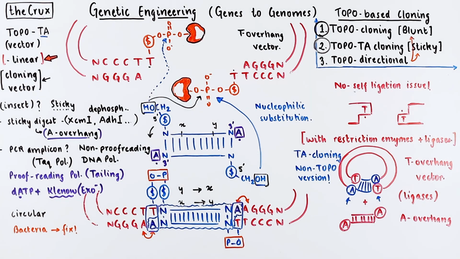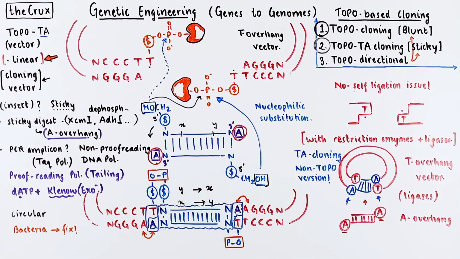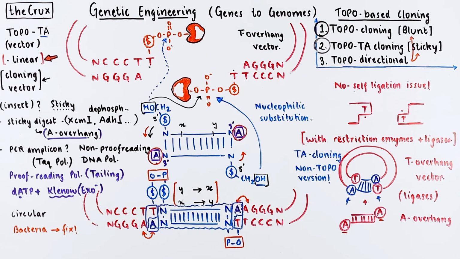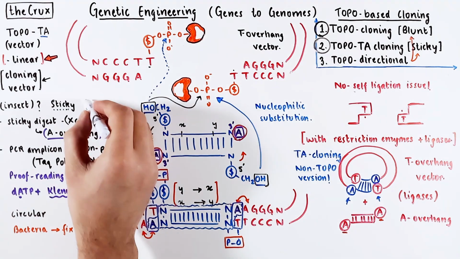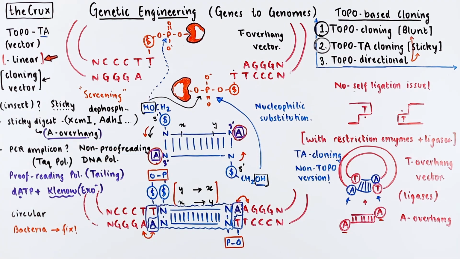The big issue here is that the product is symmetric in all TA cloning methods, meaning that you can flip the insert 180 degrees and there's a chance that you insert it in reverse orientation. So, similar to blunt TOPO cloning, you have to screen for your desired vector in TOPO TA cloning as well.